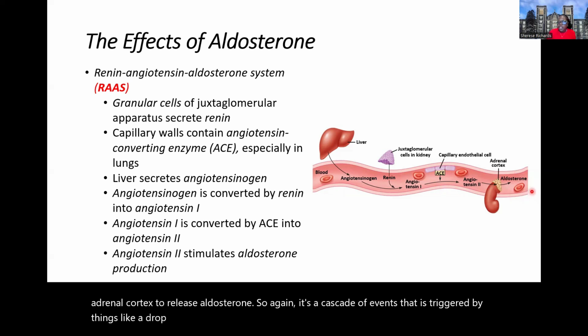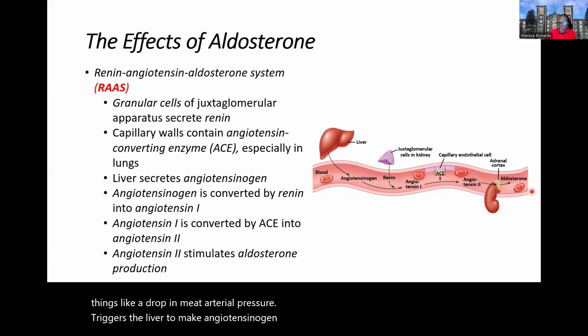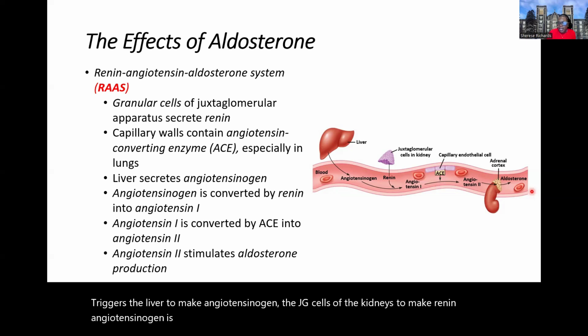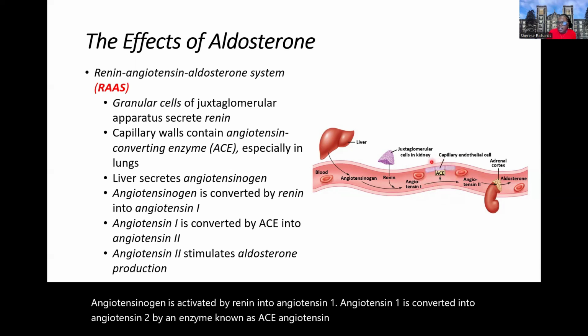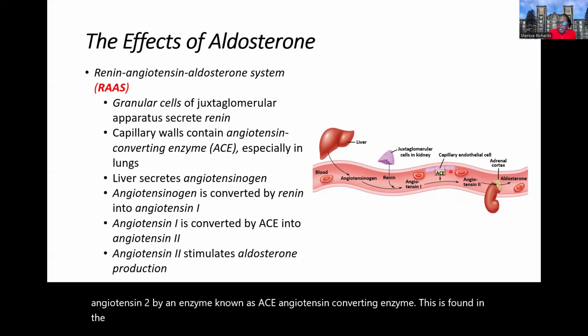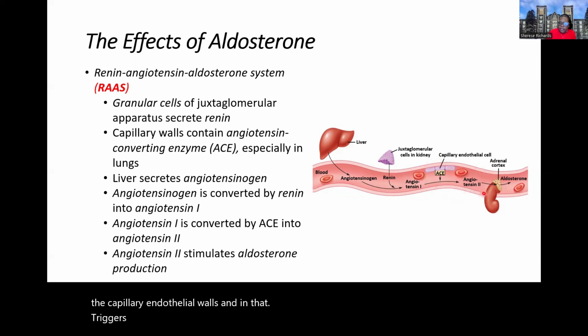So again, it's a cascade of events that is triggered by things like a drop in mean arterial pressure. This triggers the liver to make angiotensinogen and the JG cells of the kidneys to make renin. Angiotensinogen is activated by renin into angiotensin 1. Angiotensin 1 is converted into angiotensin 2 by an enzyme known as ACE, angiotensin converting enzyme. This is found in the capillary endothelial walls, and then that triggers the release of angiotensin 2, which leads to aldosterone secretion happening in the adrenal cortex.